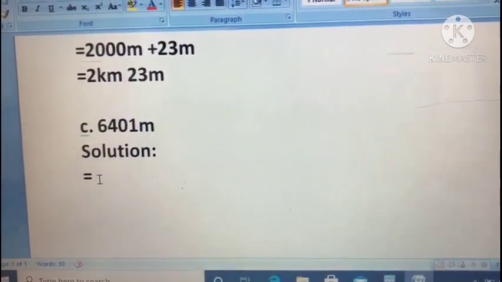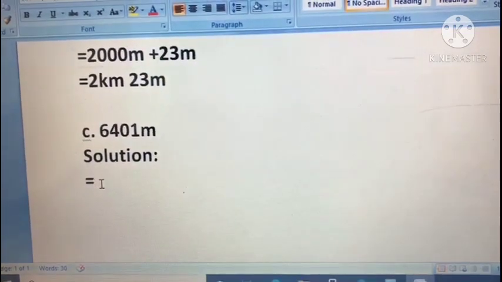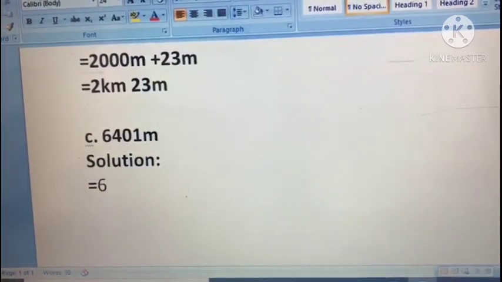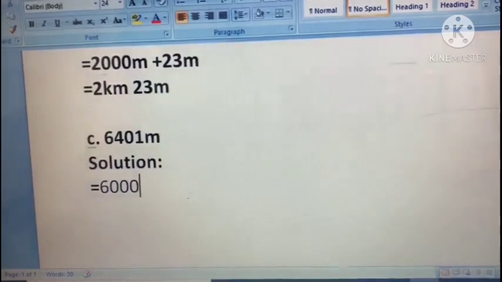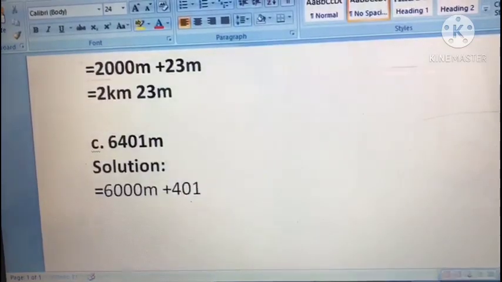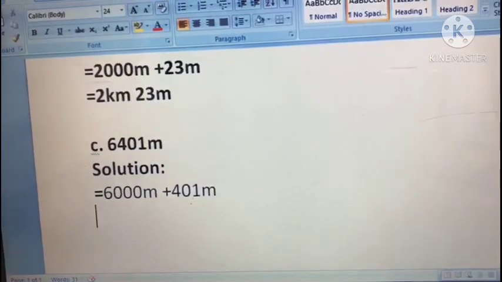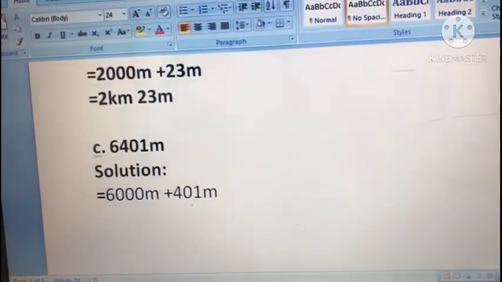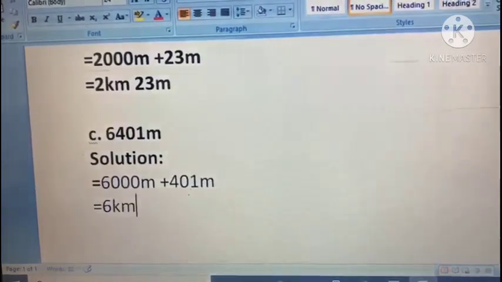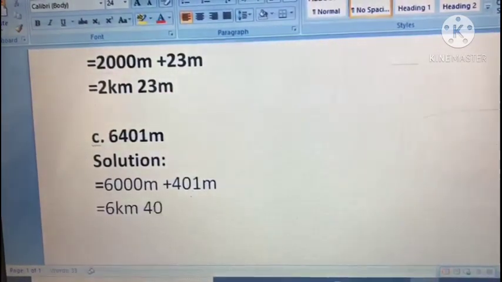The next part C, 6401 meters. As we are going to convert it into kilometers and meters, here we have 6000 meters plus 401 meters. As 1 kilometer is equal to 1000 meters, 6000 meters will be equal to 6 kilometers. We will write 6 kilometers plus 401 meters, which will come as it is.